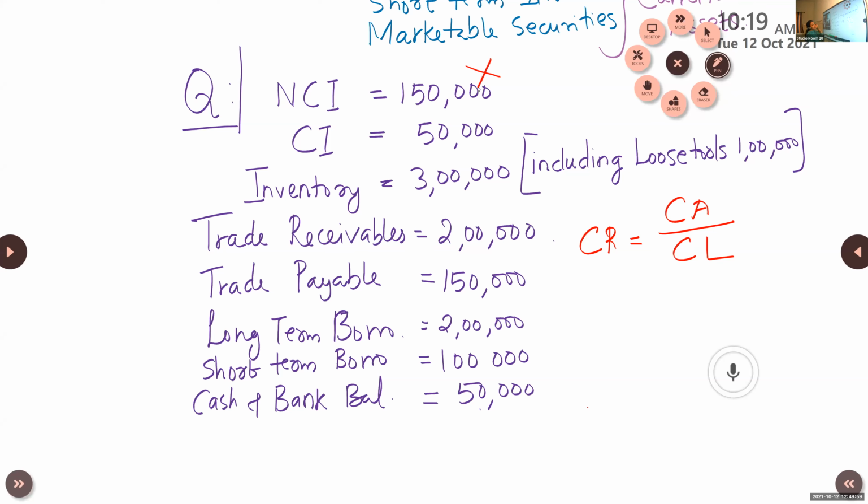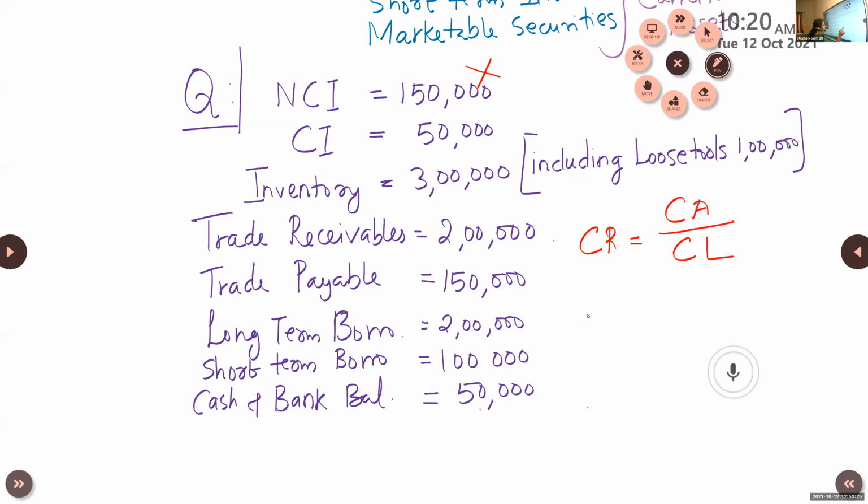Okay. So NCI is not required here. Then what else is not required? What else should we ignore here? Long-term borrowings, that is also not needed right now. So that is also excluded, ignored. Now find out current asset. How much is current asset?